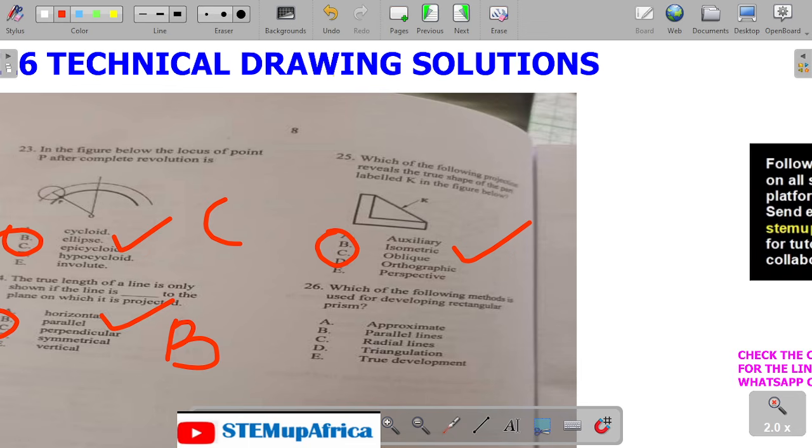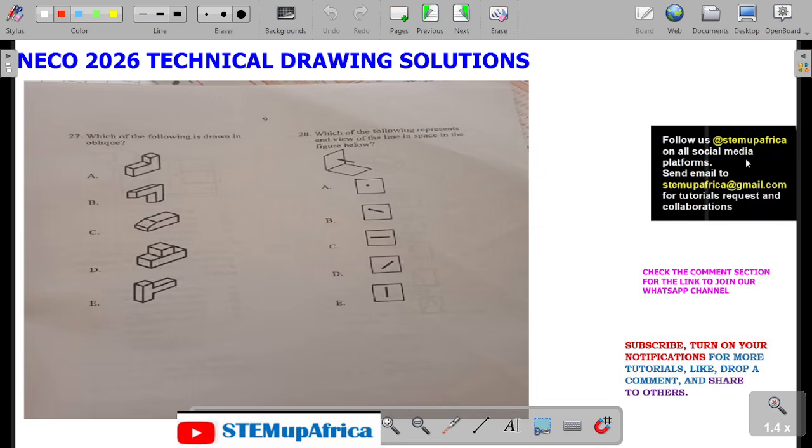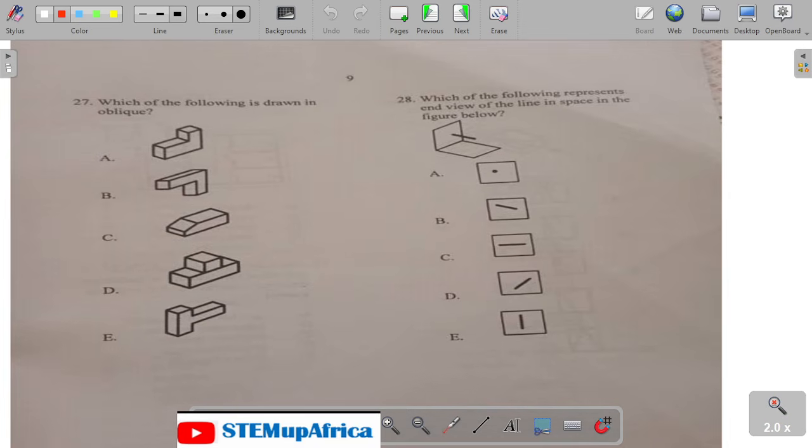Which of the following methods is used for developing a rectangular prism? It is parallel line. A cylinder is also parallel, a cone is radial, and a pyramid is also radial. So this one is parallel lines, C. B, I mean 26 is B. 27, we have oblique. This is isometric. Then 27 is B, oblique.